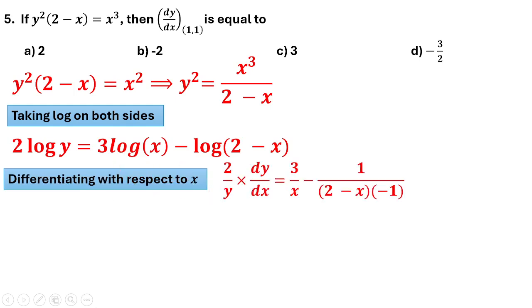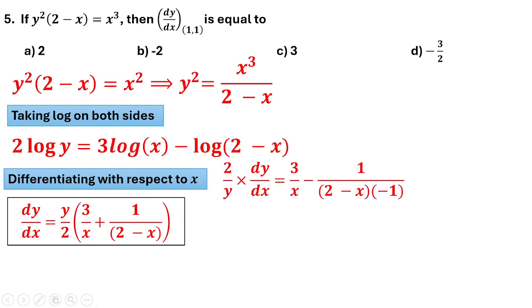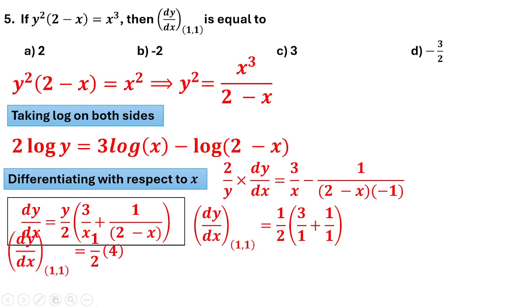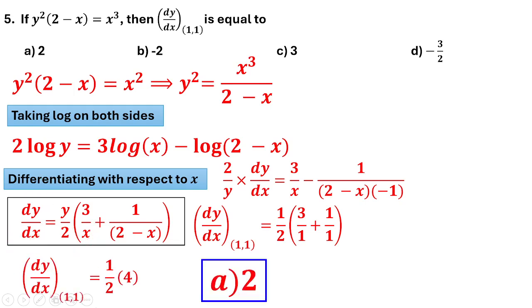Therefore, we are taking log on both sides and we are doing the differentiation. Be careful with the differentiation of log y. It is 1 by y into dy by dx. We find the dy by dx now. No need to simplify it further because we are going to find the value of dy by dx at 1, 1 directly by substituting. Don't take LCM and simplify. And you will get the answer as 2.